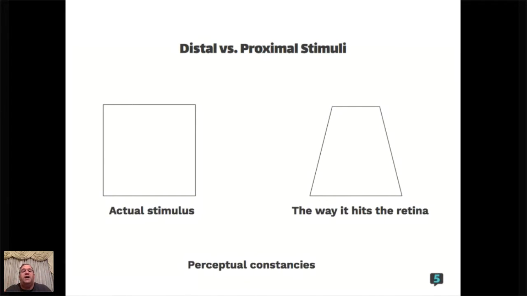It has size constancy. Perceptual constancy is perceiving the same thing even though the proximal stimulus might change. We are still perceiving the distal stimulus the way it should be, even though the way it hits your retina is going to change.